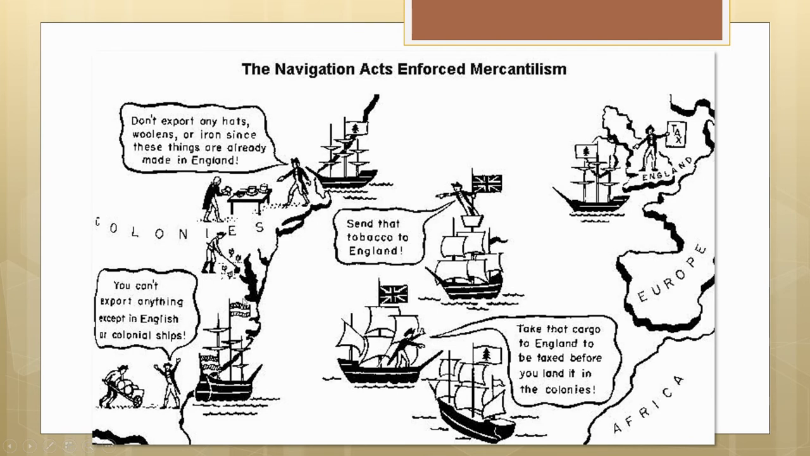You can't export anything except on English or colonial ships. So even though it might have been cheaper to send it on a Spanish ship, you had to use English or colonial ships. The tobacco is all going to be pretty much sent to England, and that cargo has to go into England to be taxed before you land in the colonies. So different items had to be taxed in England, so they made their money before they got to the colonies.